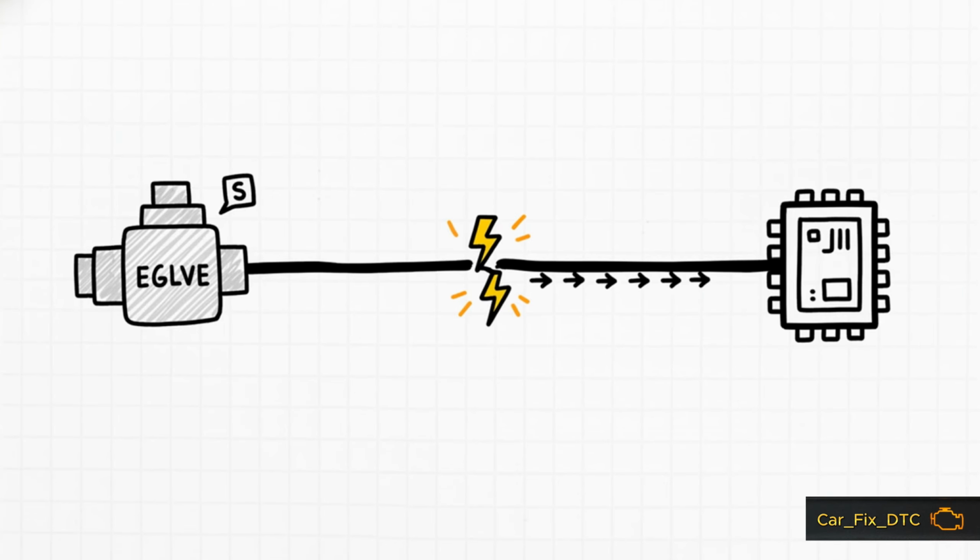Moving on to our second electrical suspect. This one's about the wire that acts like a messenger. It's supposed to carry the signal from the sensor back to the car's computer. But if that wire gets shorted to ground somewhere, that message gets lost, and the computer never hears it.